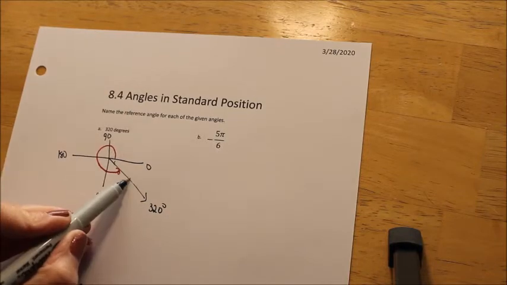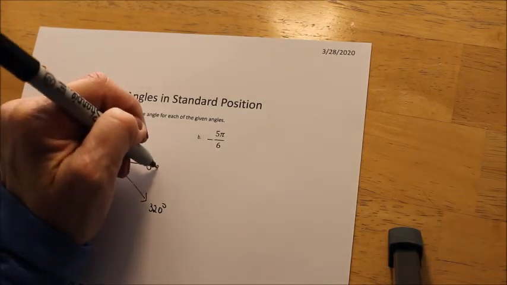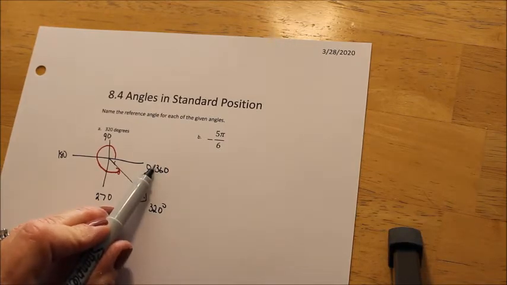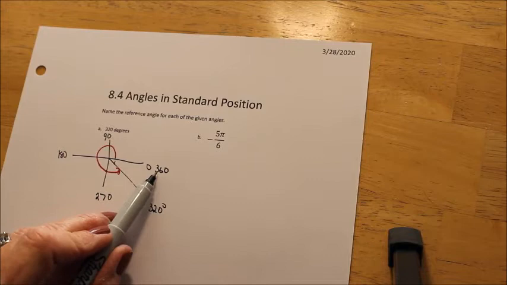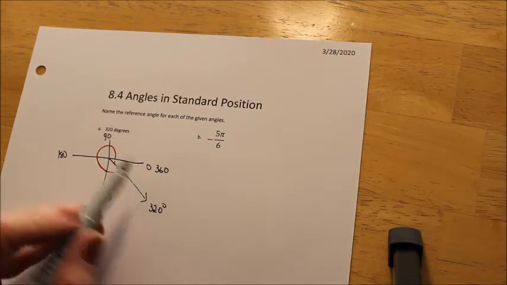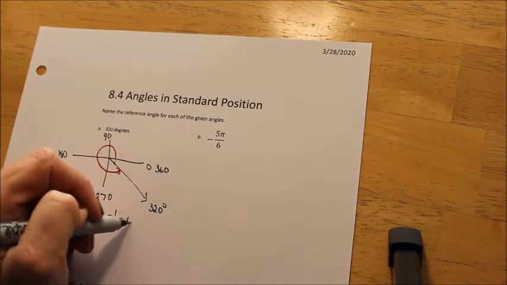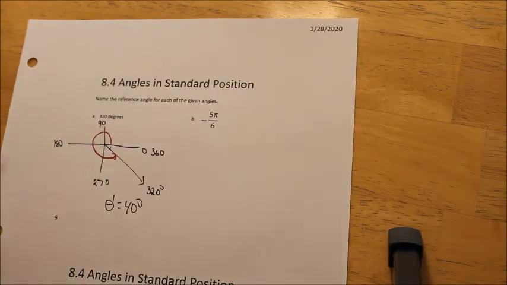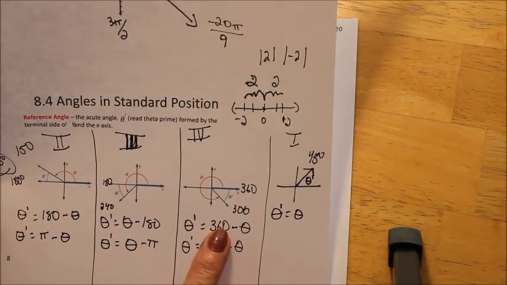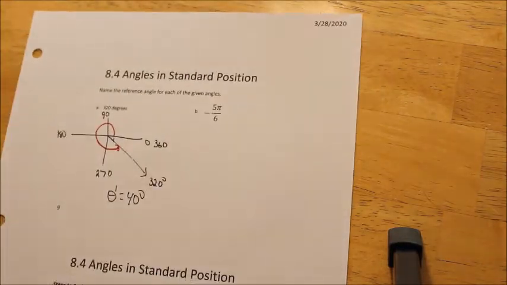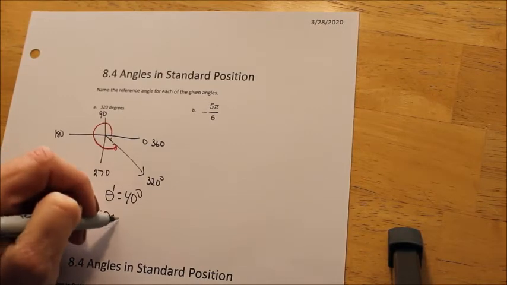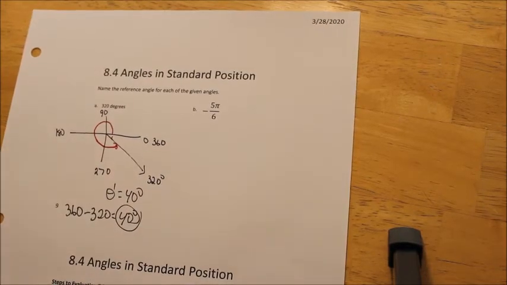My question becomes, how far away am I? Remember, this was also 360. How far away am I from the horizontal? Well, I would need to go 40 more degrees to get up there, right? And so your reference angle is going to be 40 degrees. Now, if you were like, I have no idea, you would say, oh, okay, that's quadrant 4. So I'm going to go to my chart, quadrant 4 in degrees. I take 360 minus my angle measure. So I would take 360 minus 320, and that would also give you the reference angle, okay?